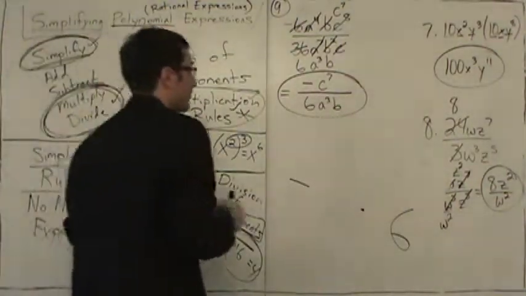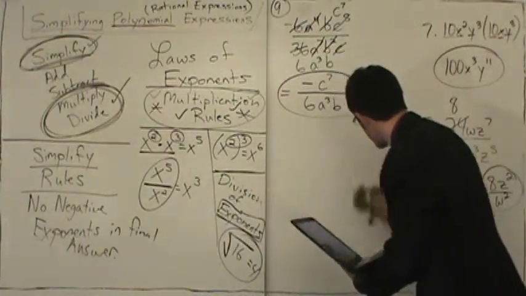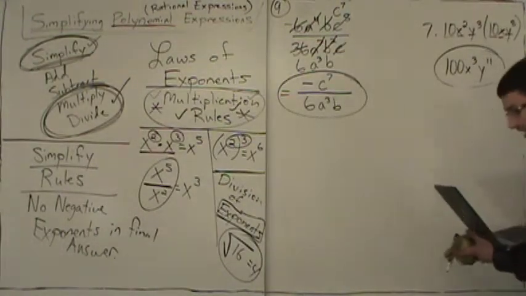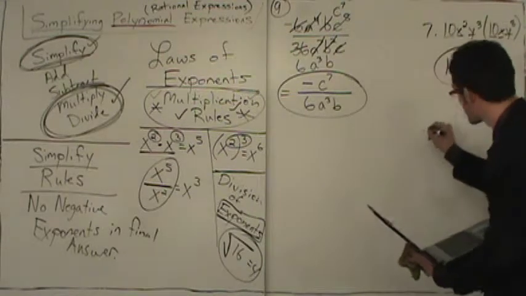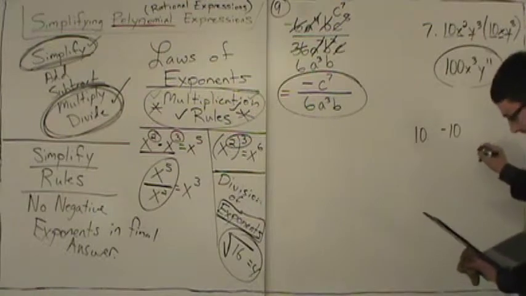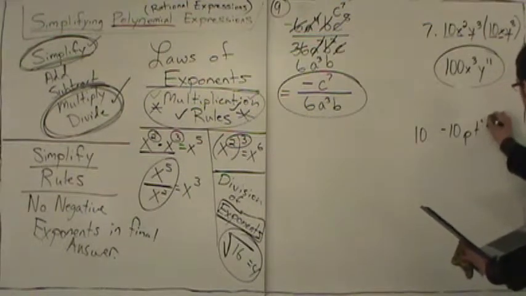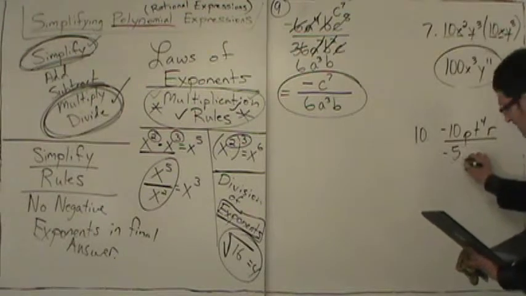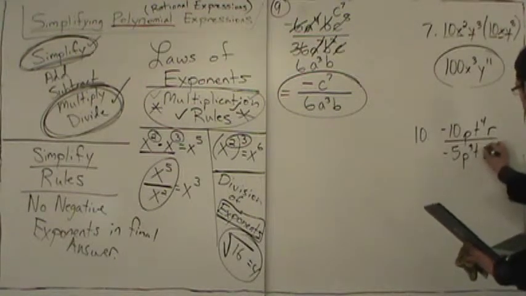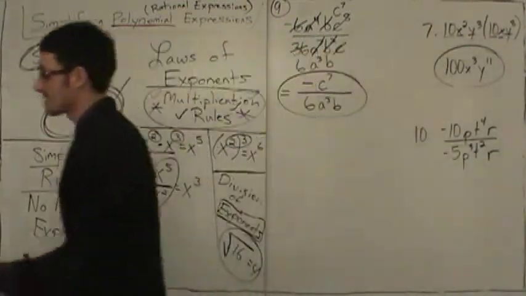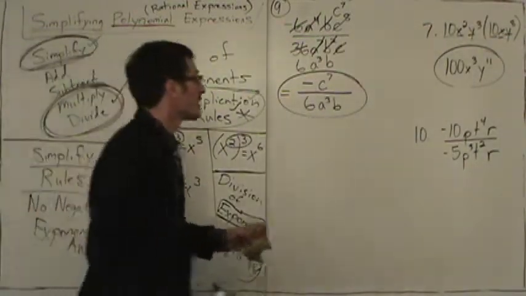And one more example and we'll be done. Number 10, I want you to attempt this on your own. Pause the video, attempt this on your own, and then we'll look at it. So number 10 is negative 10 p t to the 4th r over negative 5 p to the 3rd t squared times r.